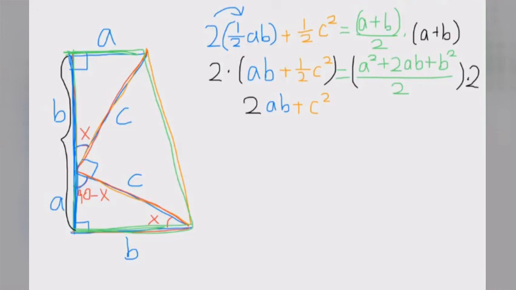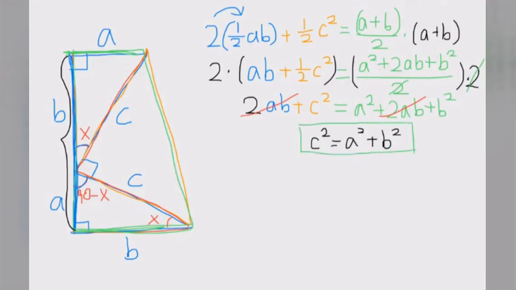And on the right, the denominator is cancelled out. So that just leaves us with A squared plus 2AB plus B squared. Finally, we can subtract and cancel out 2AB on both sides, leaving us with C squared equals A squared plus B squared, which again we recognize as the Pythagorean theorem.